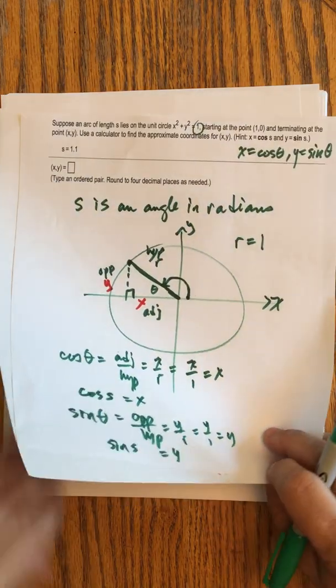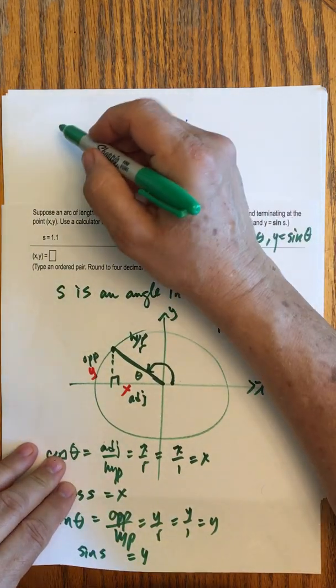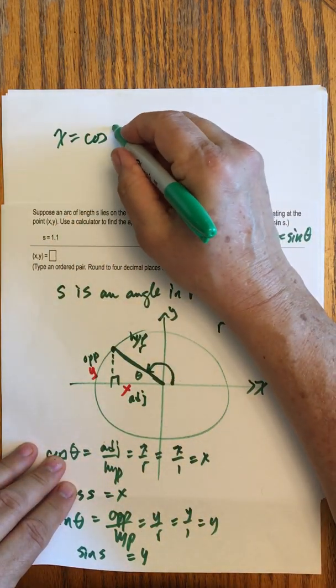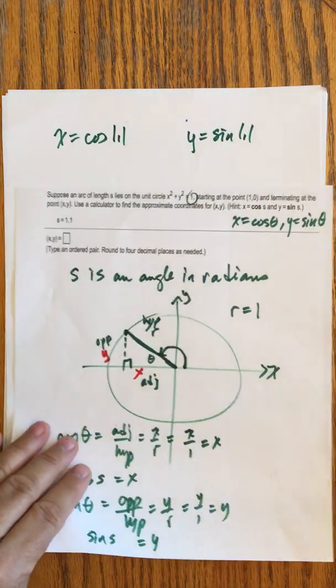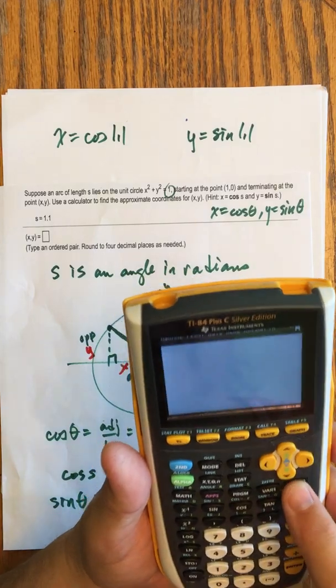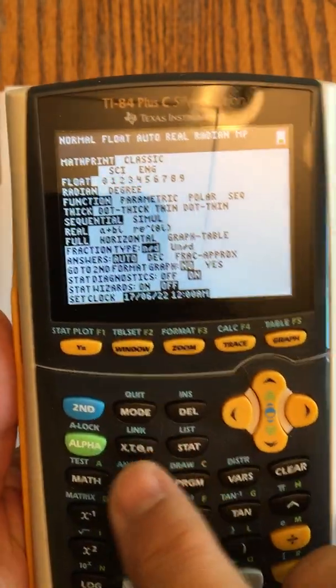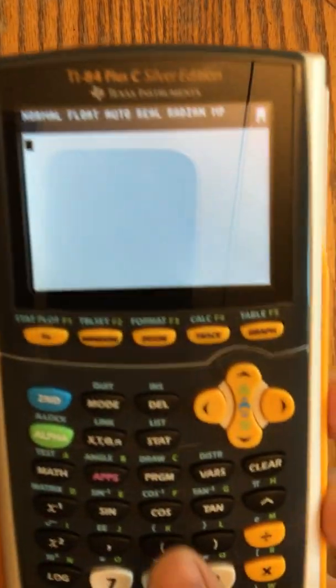Now, let me go ahead and get a fresh piece of paper. Now let's take a look at what they're actually asking you to do. I just wanted to make sure we're clear on context and what we're talking about. So if I use this formula, x equals cosine of s, and they give me s is 1.1, all I have to do is put in 1.1, and then y is sine of 1.1. And remember, I just have to make sure I'm in radian mode, right? So go into your calculator and make sure you're in radian mode. If not, select that.